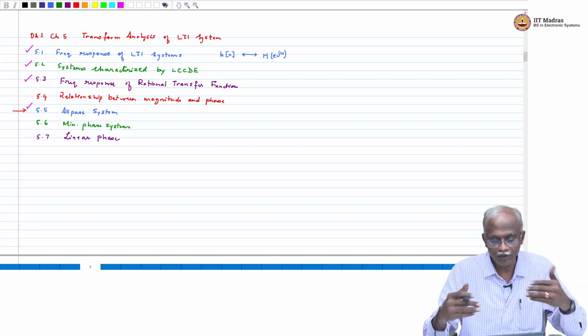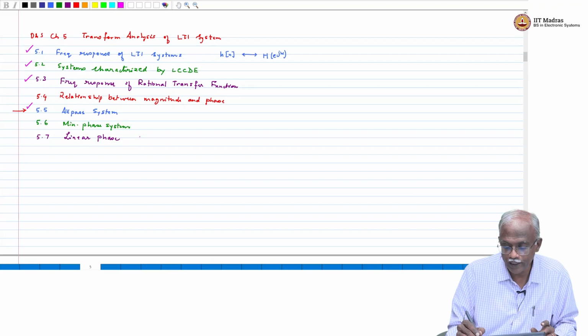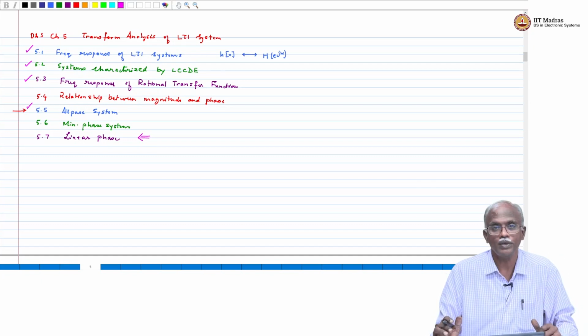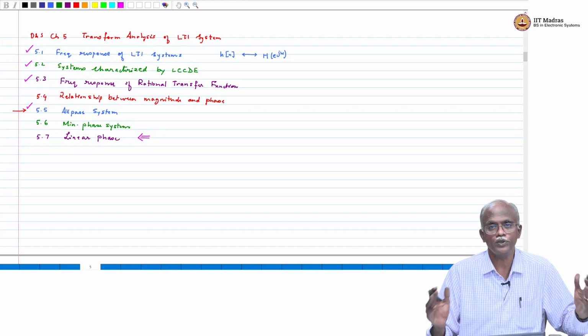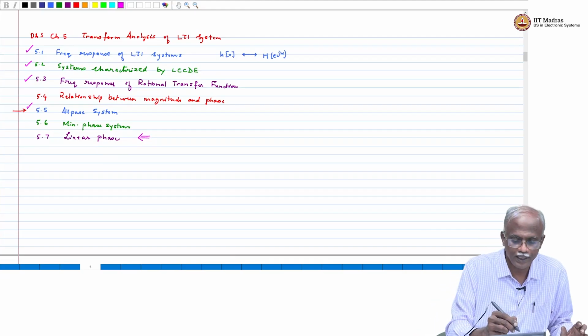In the next session, we will be building on this further and working our way towards a very important class of LTI systems, which is called the linear phase systems. And that is what will be the focus of our study. And with that, we will complete chapter 5 and then move on to the next chapter, which will be based on the discrete Fourier transform. Okay, we will stop here and pick it up in the next session.